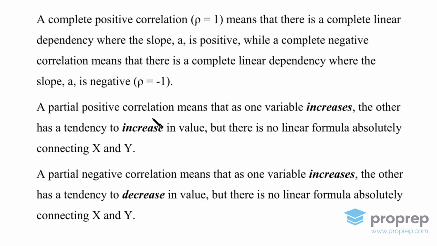A partial positive correlation means that as one variable increases, the other has a tendency to increase in value, but there's no linear formula absolutely connecting x and y. Similarly, a partial negative correlation means that as one variable increases, the other has a tendency to decrease in value, but there's no linear formula absolutely connecting x and y. Now, let's take a look at an example here.